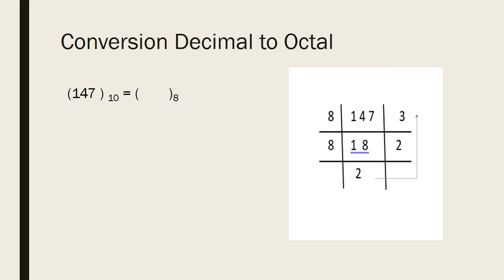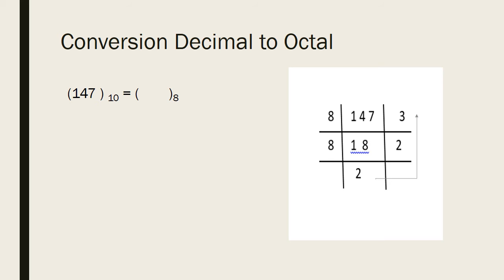Okay, so 147, when you divide by 8, you get 18 as quotient and 3 as remainder. 18 times 8 is 144. So you get 3 as a remainder, which is to be written on the right hand side, and quotient 18 right under 147. Repeat the same steps.